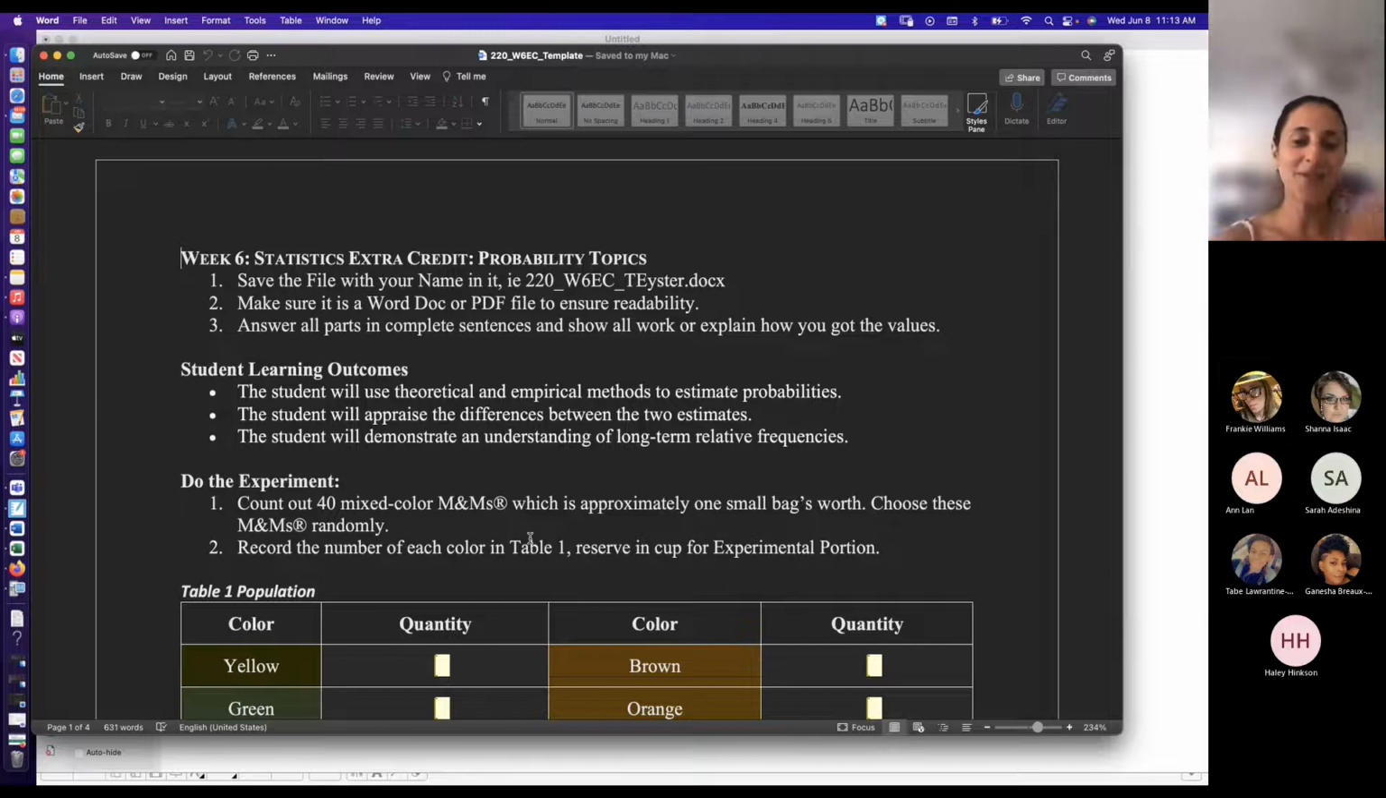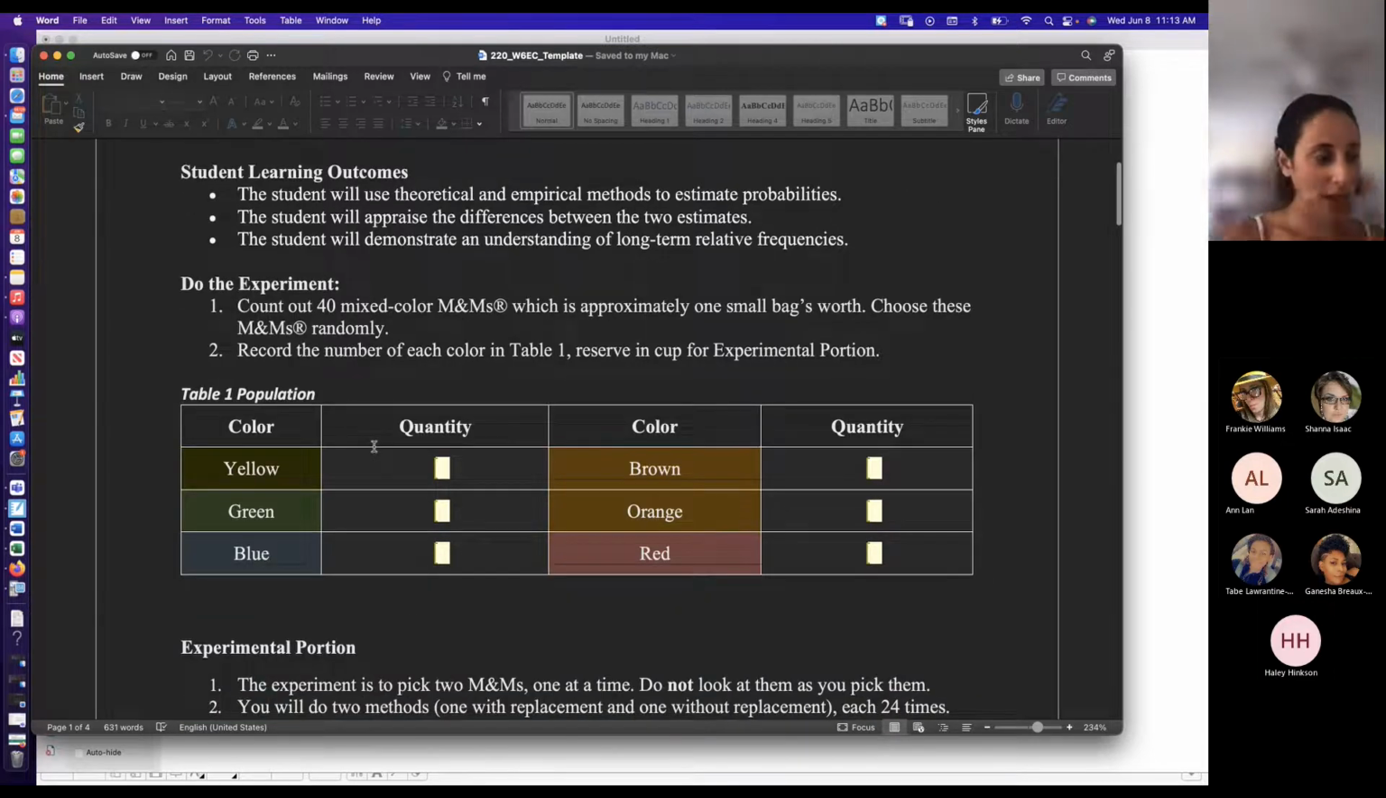So you've seen this. This is the document for your probability extra credit this week. The student will use theoretical and empirical methods to estimate probabilities. The student will appraise the differences between the two. The idea is to look at the difference between the two, you might see some differences, and then analyze why. The student will demonstrate an understanding of long-term relative frequencies. When you calculate your probabilities, you're calculating based on the fact that the experiment is run over and over and over again, and it will approach your calculated value.